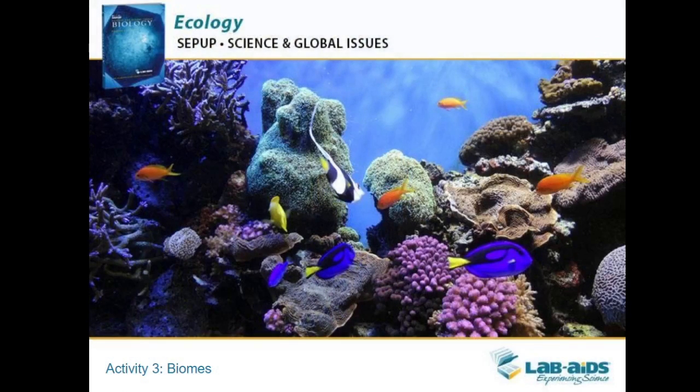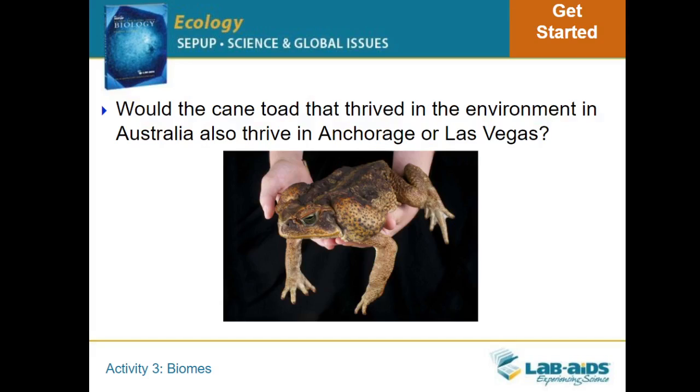So we were looking at activity 3, biomes, and we started by thinking about the cane toads that we studied in our last activity. We know that they were living in Australia and they were thriving in Australia where it's fairly warm and they have an extended wet season and a dry season.